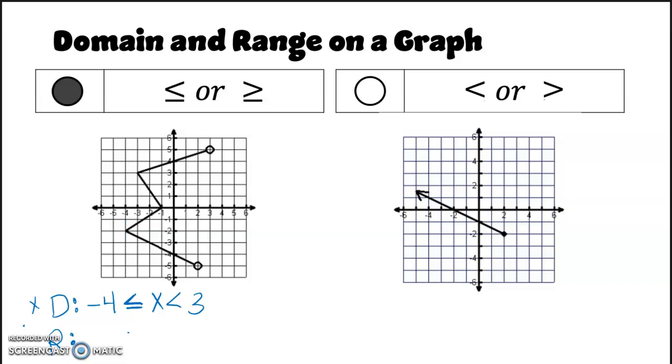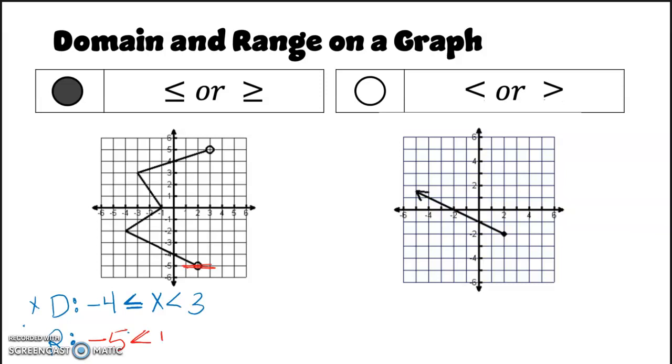So I'm going to do the smallest y value, the furthest down on the graph I see. I see that right here at -5, so I'm going to mark that. It's an open circle, so that tells me it's just a less than sign. That -5 is not included in our range.